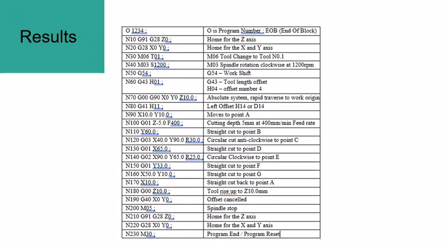this is the G-code that we use for this project to produce our parts. The first line is the program number. The second line is the G-code for home for the Z-axis. Third line is home for the X and Y axis. The fourth line is M06 and T01, which is tool change to tool number 1. And after that is all of the process to produce our parts until the last line, which is N230 M30, the end of the program and G-code.